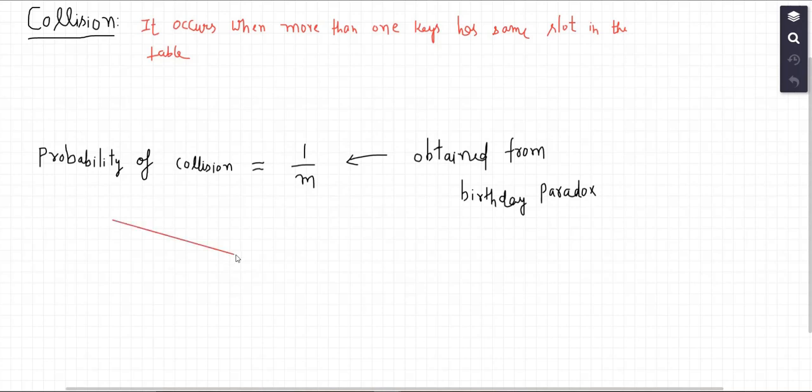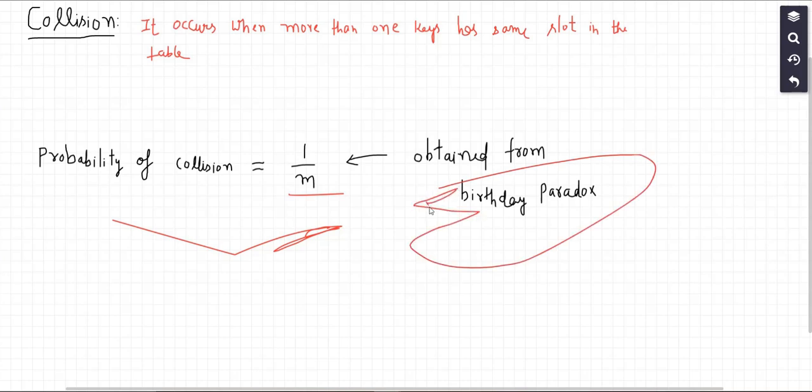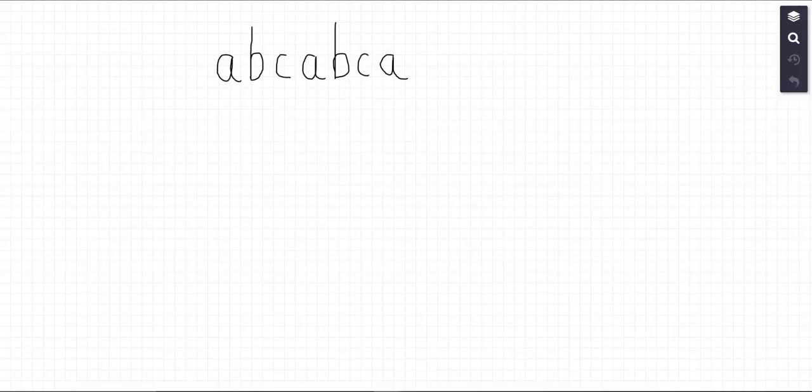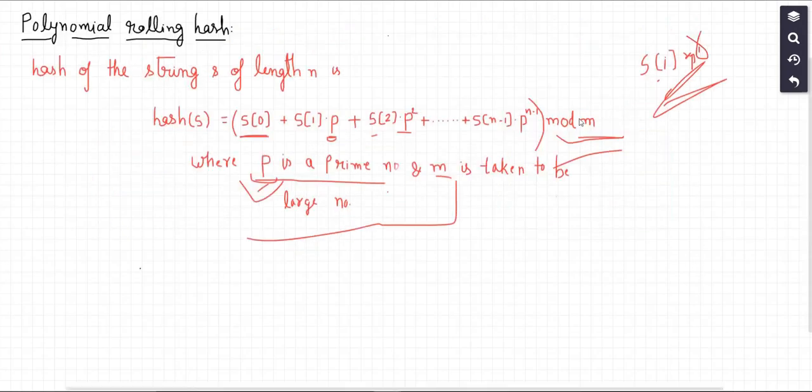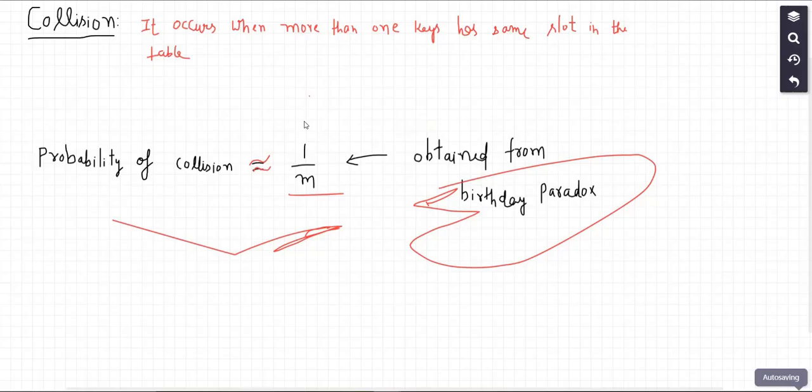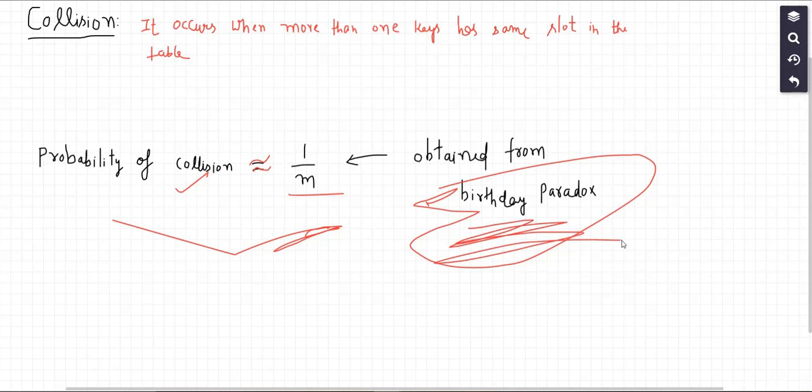So this is basically the probability of collision. How m can be chosen, why I have chosen m to be so large. This is because if I use the Birthday paradox paradigm to find out the probability of collision, then the probability depends upon this m. The greater the m is, the lesser will be the probability of collision. So this is how I get it from the Birthday paradox paradigm, and that's why m has to be very large, because in that case only the probability will be small.